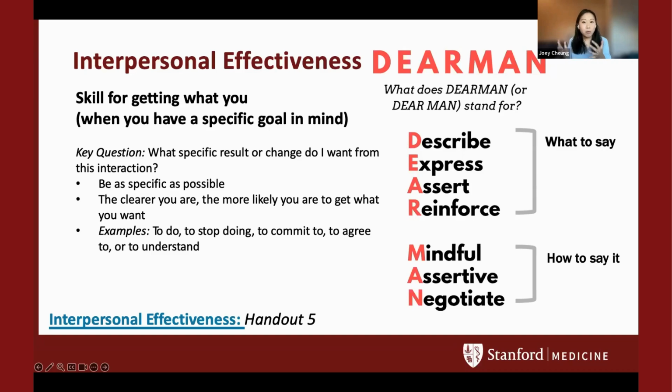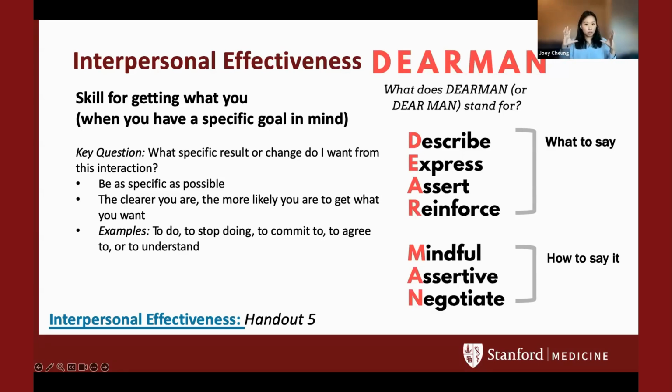Before you approach a Dear Man, I would recommend asking yourself this question: what is a specific result or change I want from this interaction? What am I hoping to get out of the other person? Examples are: I want them to do this for me. I want them to stop doing this. I want them to commit to this, to agree to this, or to understand this. When you create your objective and your goal for that interaction, you want to be as specific as possible. The clearer you are about your ask, the more likely it is that you can get what you want.